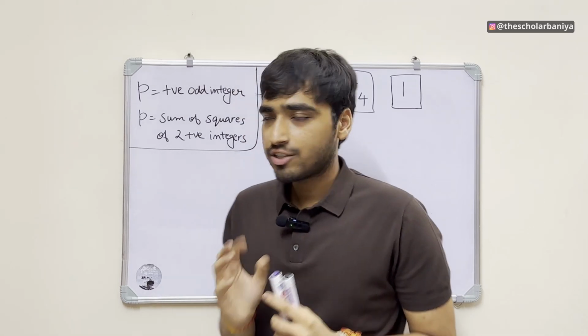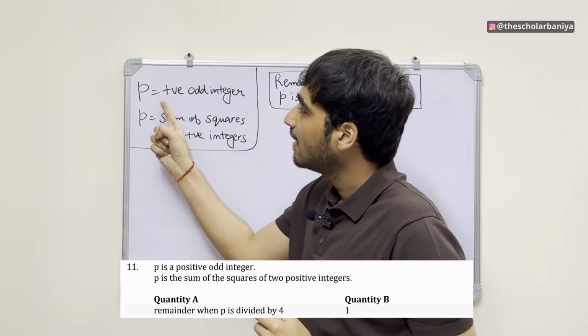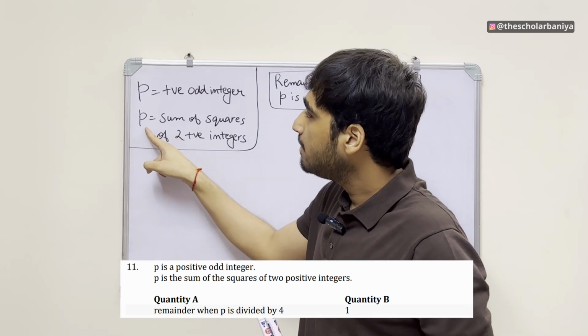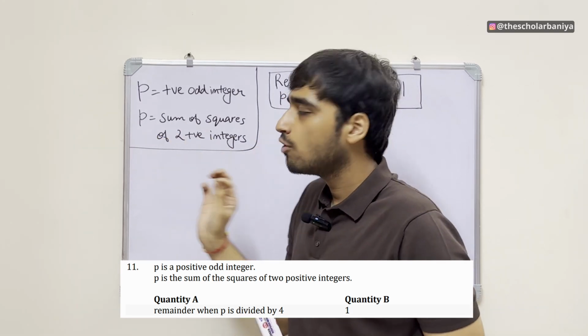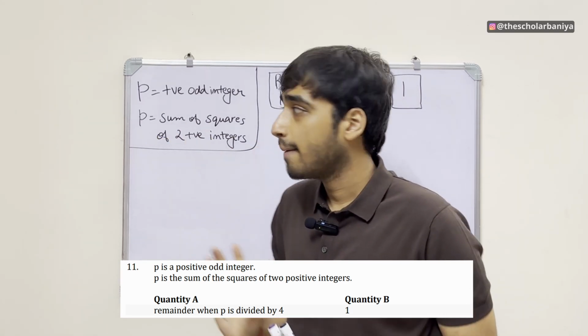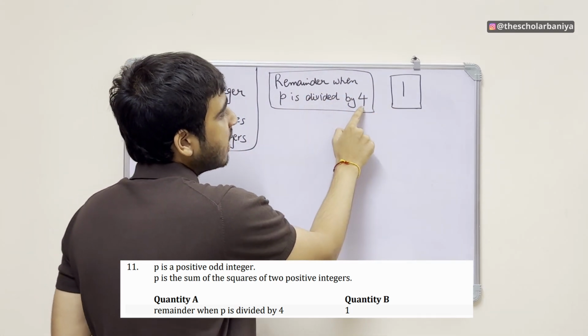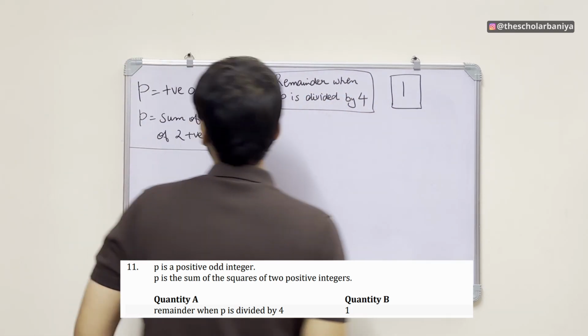So let's move on to the next question, guys. In this question, we are given that p is a positive odd integer and p is equal to the sum of squares of two positive integers. And we have to compare the remainder when p is divided by 4 and 1, right?